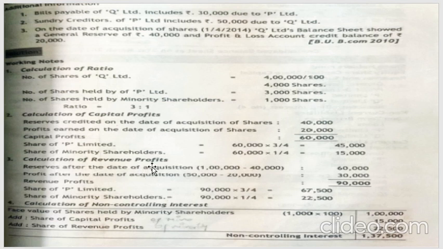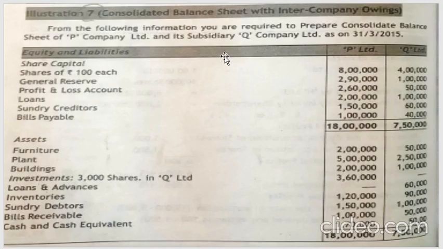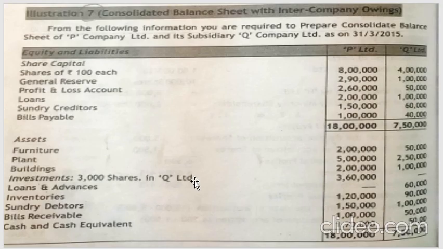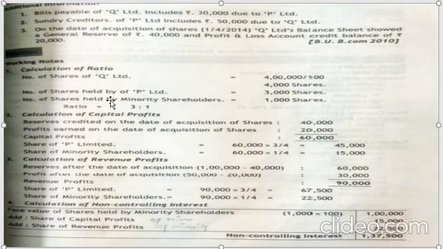Next is calculation of revenue profit, that is reserves after the date of acquisition. The profit and reserves on the date of acquisition are nothing but pre-acquisition profits. Now in your balance sheet you have the total profit. Out of this total profit and reserves we will minus the pre-acquisition profits and reserves. So your general reserve total is 1 lakh. From 1 lakh we will minus 40,000, which is the pre-acquisition profit included in the balance sheet amount. 1 lakh minus 40,000 will give you 60,000. Then when it comes to profit, the total profit as per the question is 50,000. With that we will minus the pre-acquisition profit, which is 20,000. So 50,000 minus 20,000 will give you 30,000. So 60,000 plus 30,000 will give you 90,000.